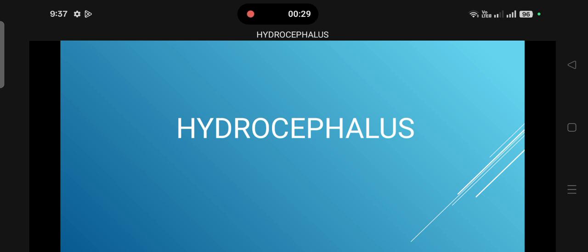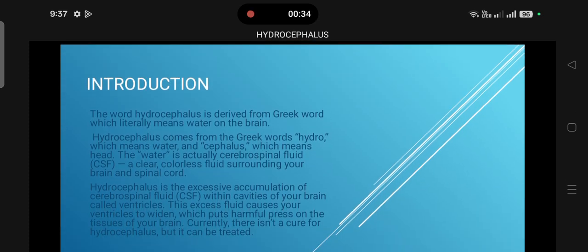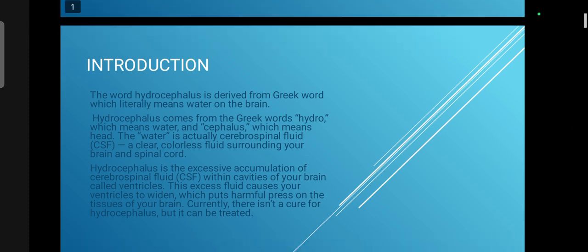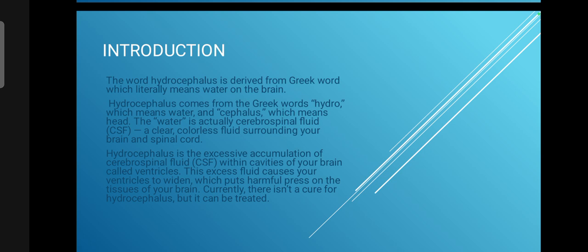First, what is hydrocephalus? The introduction. The word hydrocephalus is derived from a Greek word which literally means water on the brain. Hydrocephalus comes from the Greek words hydro, which means water, and cephalus, which means head. The water is actually cerebrospinal fluid, which is a clear, colorless fluid surrounding your brain and spinal cord.